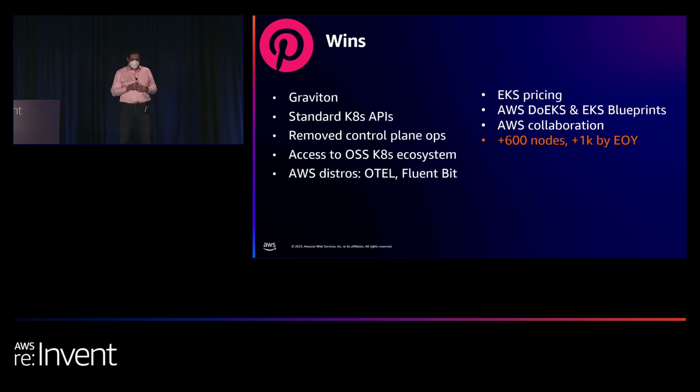We don't have to worry about managing the control plane for the Kubernetes cluster. That's taken care of. And then open source components that actually have an AWS flavoring, like OTel and FluentBit, have been very useful for us as well, simply because we've been able to work with AWS and really get an understanding of how best to deploy that within the Pinterest environment.